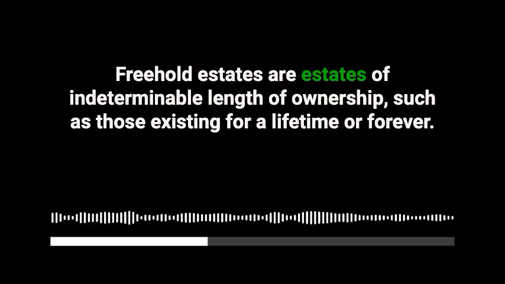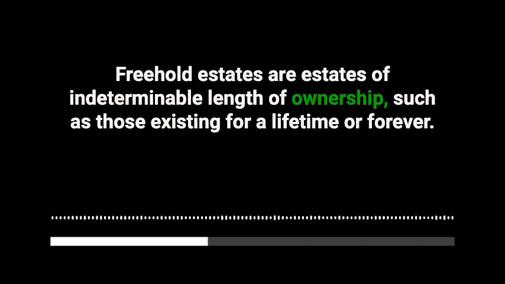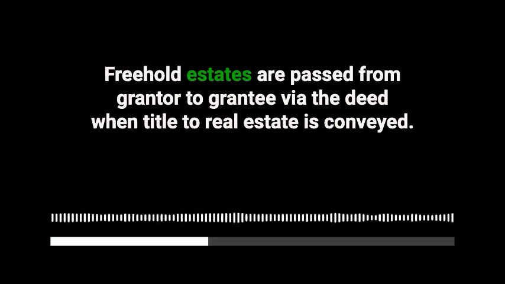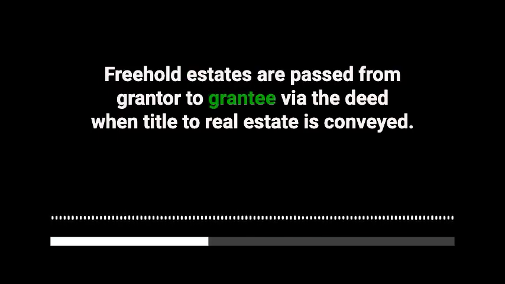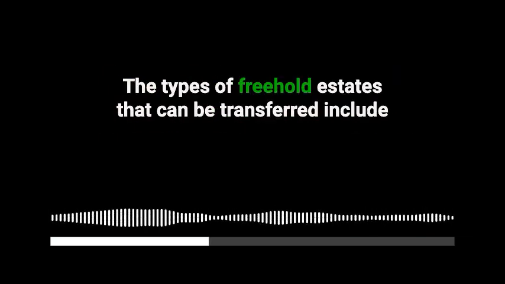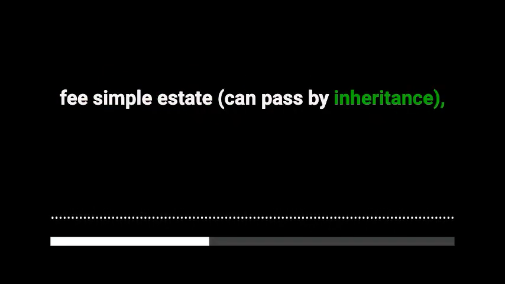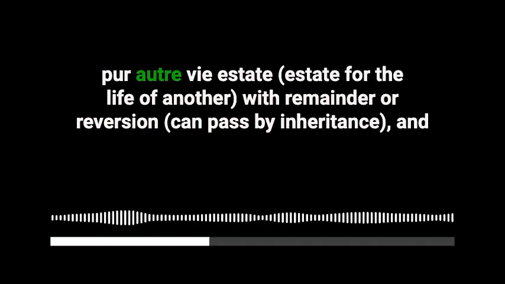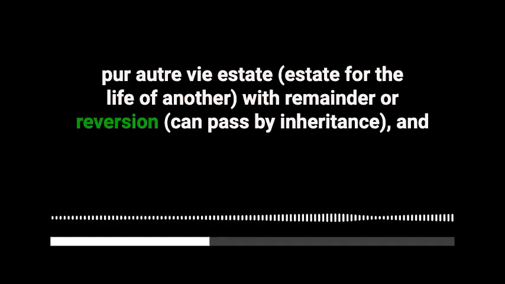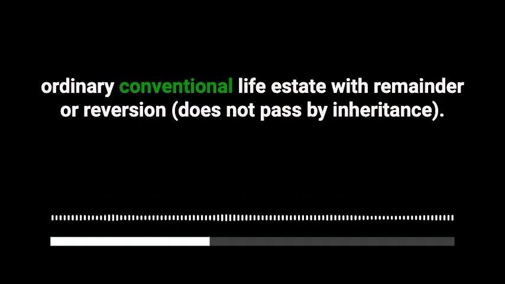Freehold estates are estates of indeterminable length of ownership, such as those existing for a lifetime or forever. Freehold estates are passed from grantor to grantee via the deed when title to real estate is conveyed. The types of freehold estates that can be transferred include fee simple estate, the fee simple defeasible estate, the pur autre vie estate with remainder or reversion, and the ordinary conventional life estate with remainder or reversion.